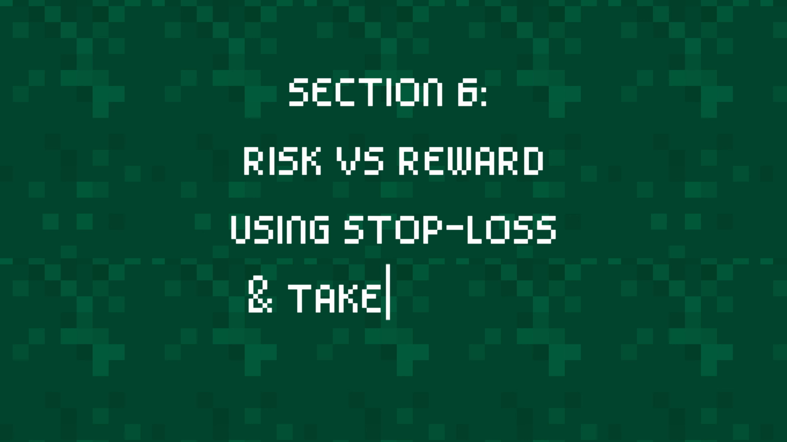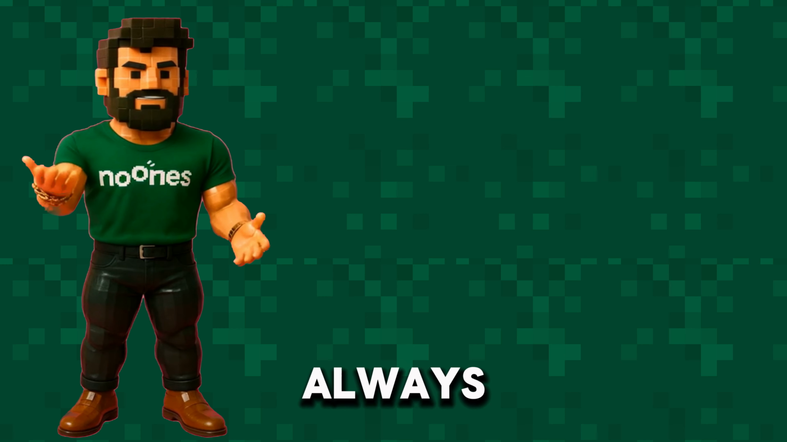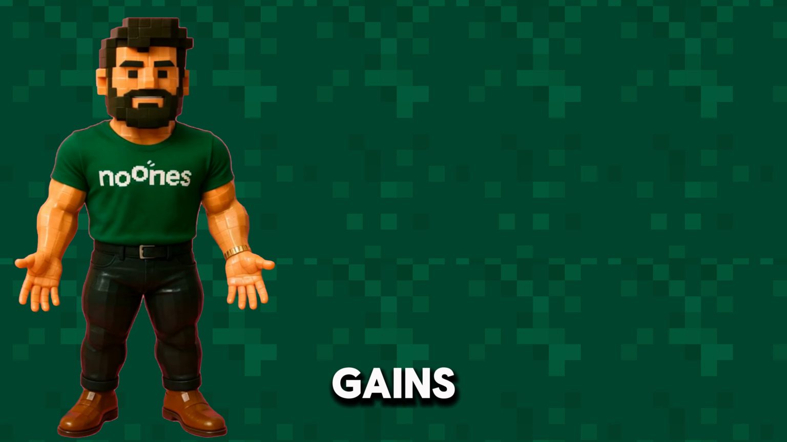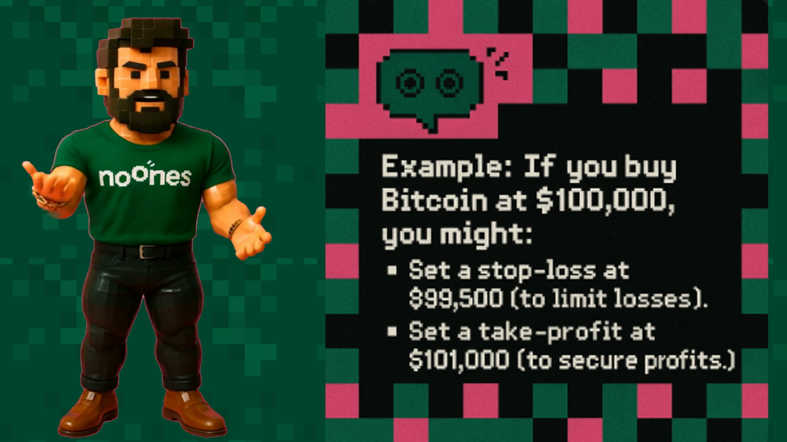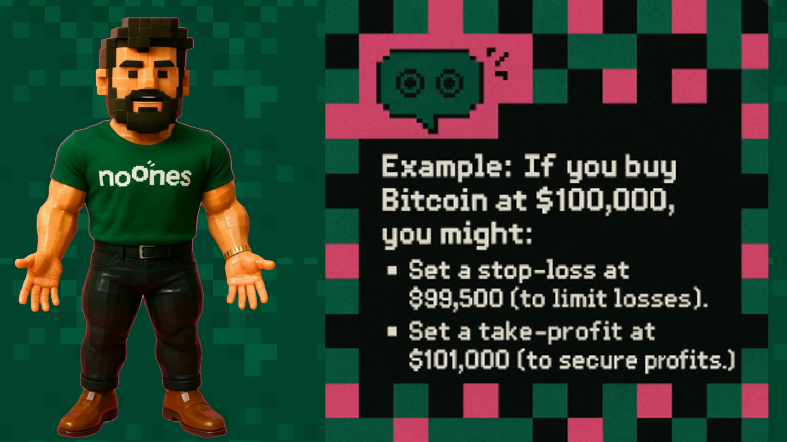Section 6, risk versus reward, using stop loss and take profit. Smart traders protect their money. Always set a stop loss to limit your losses, and a take profit to lock in gains. Example: if you buy Bitcoin at 100,000, you might set a stop loss at 99,500 to limit losses. Set a take profit at 101,000 to secure profits.